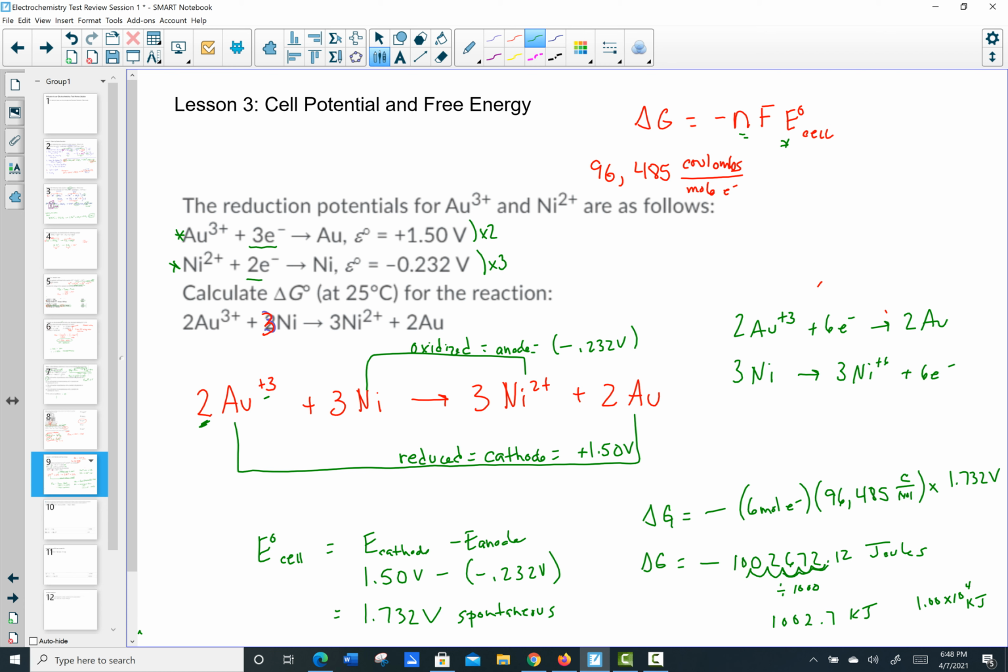One, two, three, not the 4th. That's 3 decimals. Let me repair that. That's the correct magnitude for 1002.7 with 3 sig figs: 1.00 times 10 to the 3rd kJ. There. That's not so bad, right? We're doing good.